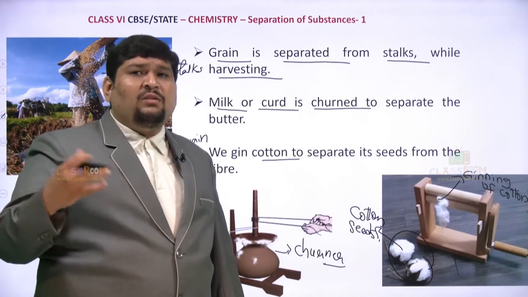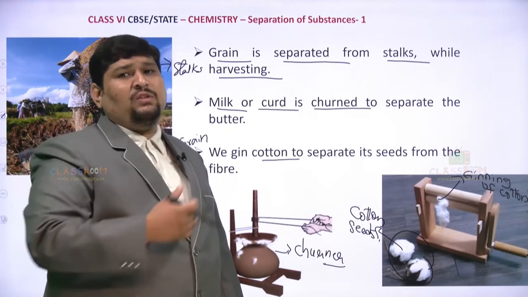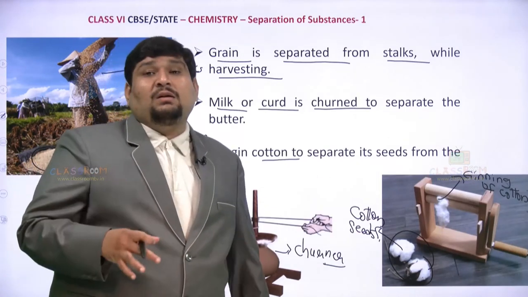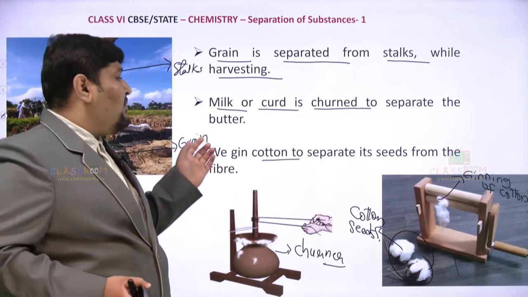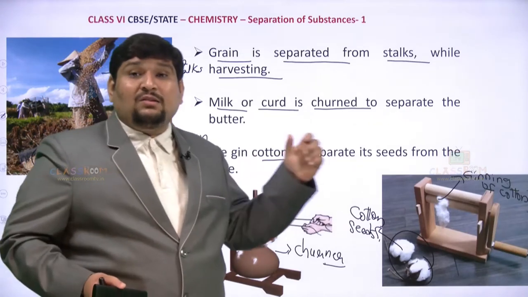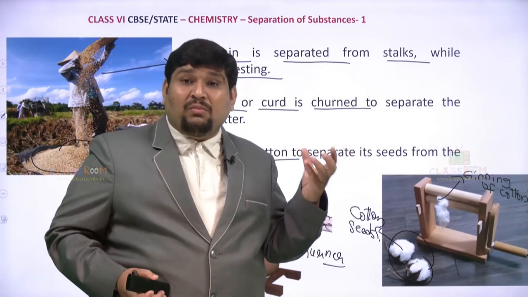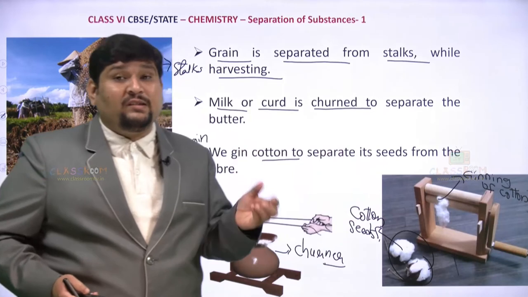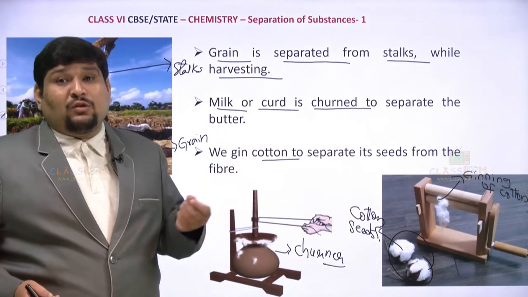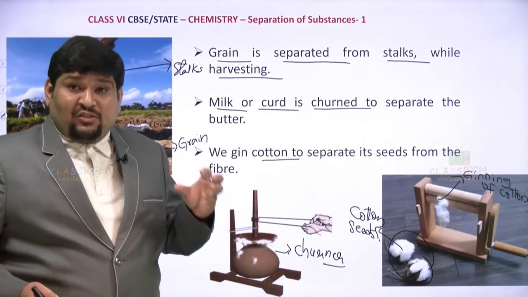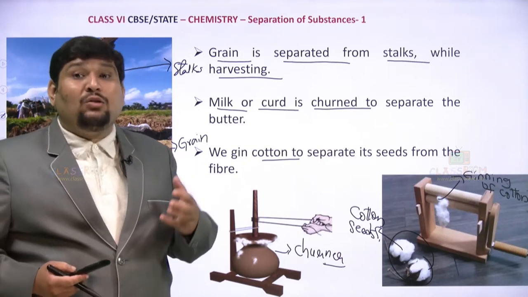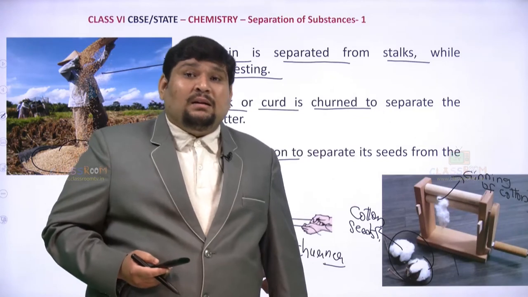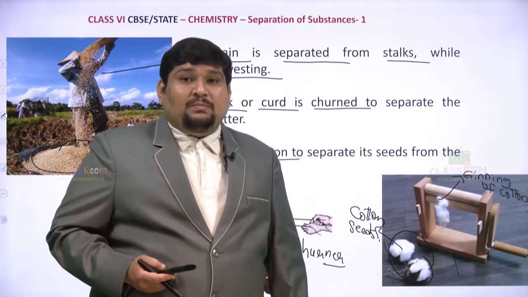Actually, apart from that, you can find different machines also. I just took one example to show how we gin cotton to separate its seeds from fiber. These are also other separation methods or techniques which we come across in our daily life situations, where we practically use them depending on the methods and techniques which we are going to use here.